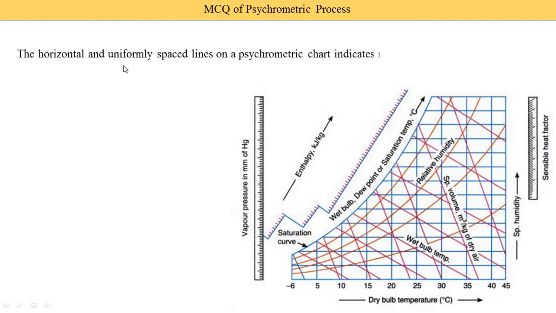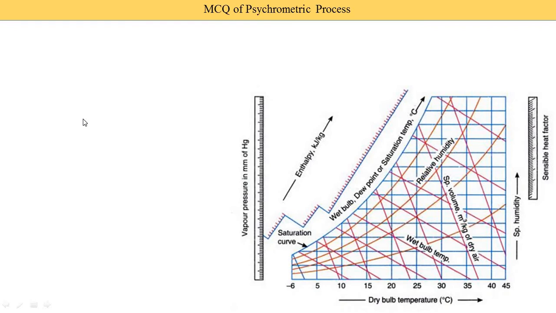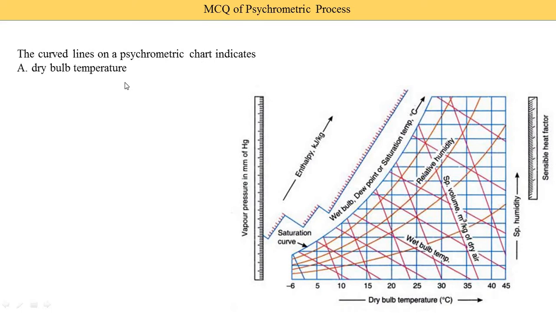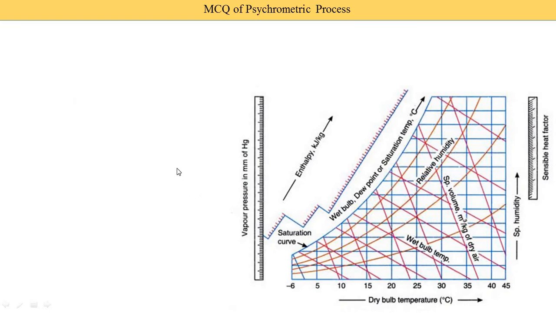The horizontal and uniformly spaced lines on a psychrometric chart indicate the relative humidity. Correct or incorrect? By default it is incorrect, because we know that the relative humidity lines on the psychrometric chart are curved lines. But here they are saying the lines are horizontal and uniformly spaced, so this sentence is incorrect. Next MCQ. The curved lines on the psychrometric chart indicate dry bulb temperature, wet bulb temperature, dew point temperature, or relative humidity. We know that these curved lines indicate relative humidity, so option D is the correct answer.